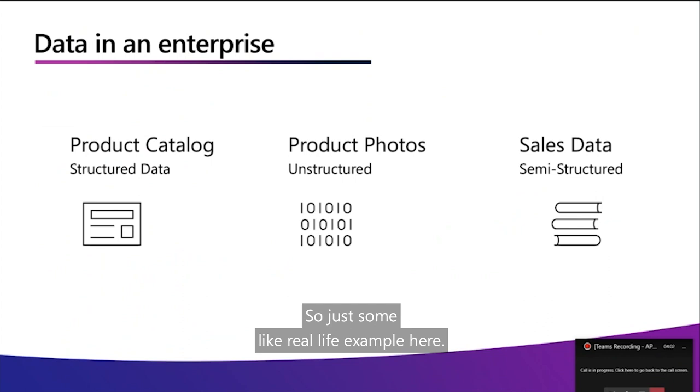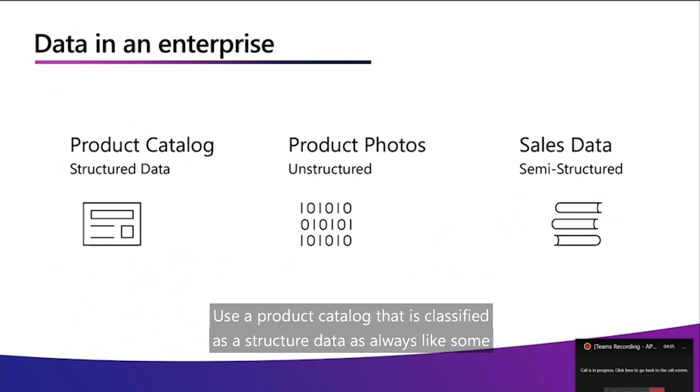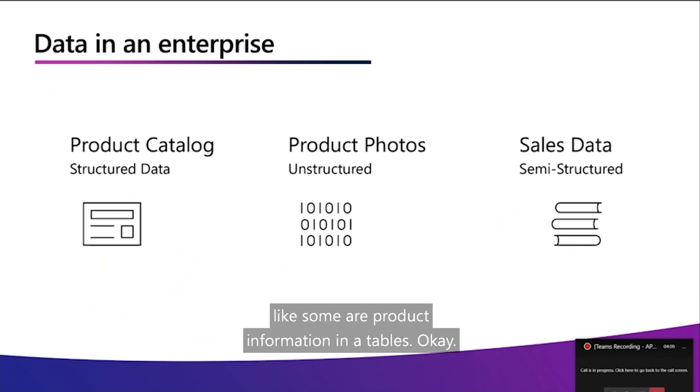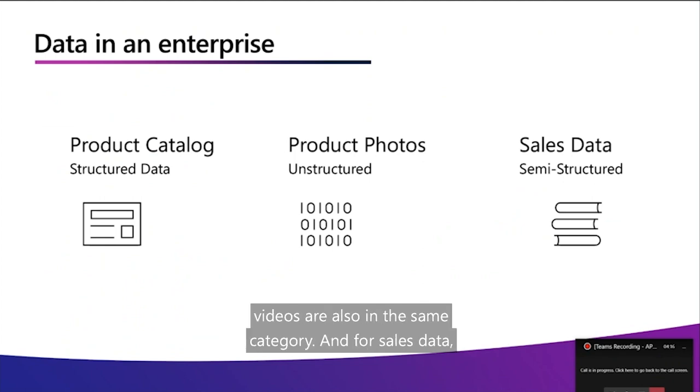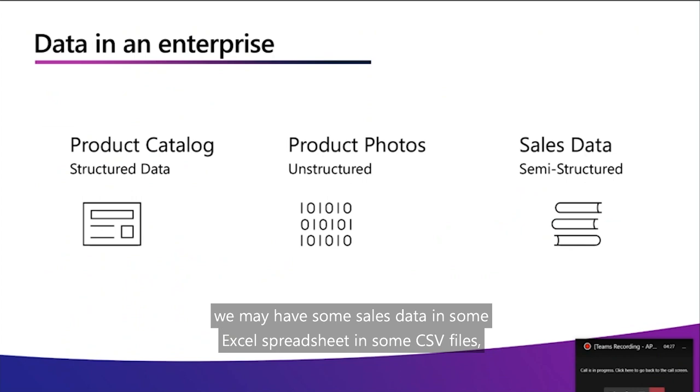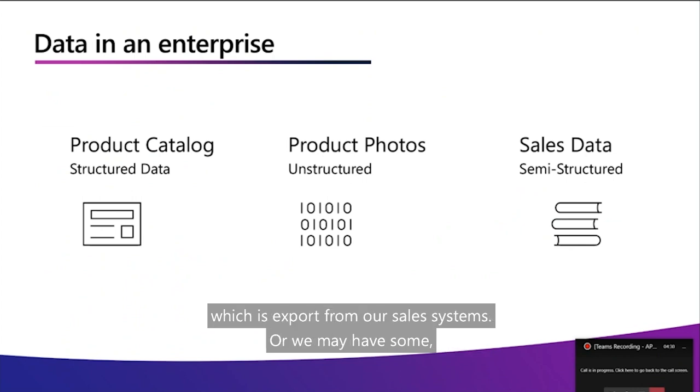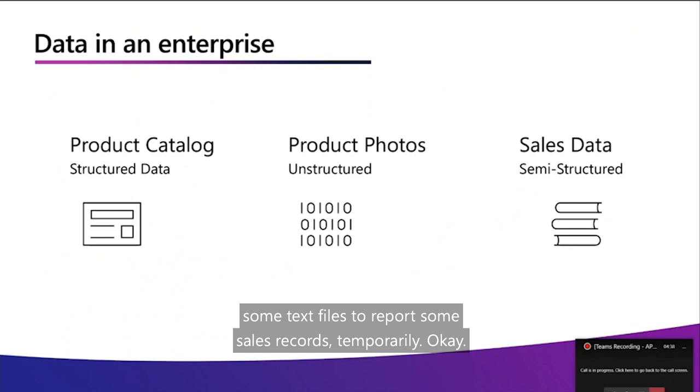So just some real life example here: a product catalog is classified as structured data, like some product information in the tables. And product photos are classified as unstructured data. Photos and even videos are also in the same category. And for sales data, this example is quite common in the market. That is always semi-structured. For example, we may have some sales data in some Excel spreadsheet, in some CSV files, which is exported from our sales system, or we may have some text files to record some sales records temporarily. So sometimes we may make use of all of these kinds of data to analyze our business. So in the modernized enterprise, we may always have all these kinds of data available. So we have to find a way to handle that.